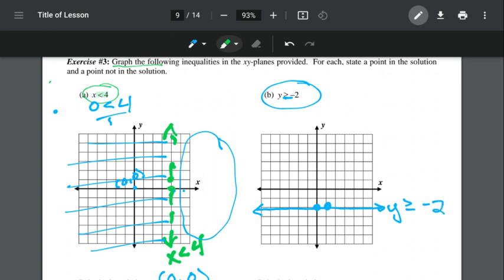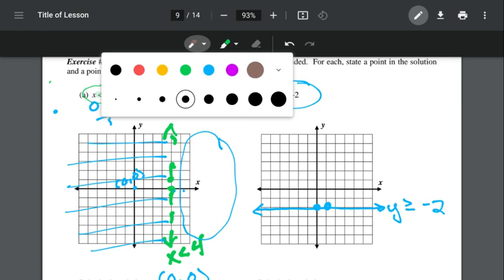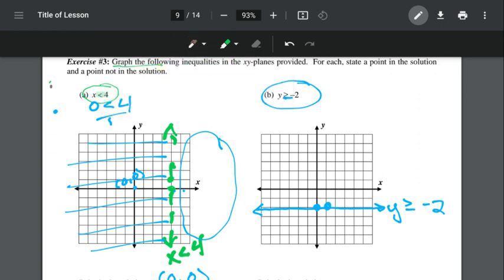Now I have to pick a test point. I'm going to do that in a different color. I'm going to pick 0, 0 again. You don't have to. You can pick any other point that you want as long as it's not on that line. But I like to be consistent. So I'm going to plug a 0 in for Y. There is no X number. Is that true? Oh, that's true. 0 is bigger than -2. So I'm going to shade on this side.